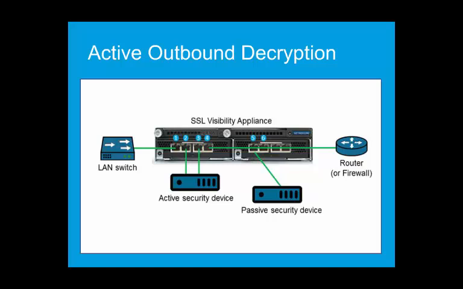Traffic is sent to both security devices. The active security device may find some of the traffic to be bad, for example, containing a virus or malware, in which case it will be blocked, dropping the SSL flow. If the active device returns the traffic to the SSL visibility appliance, the appliance assumes it to be good, or virus-free, and re-encrypts the traffic, sending it to the destination.